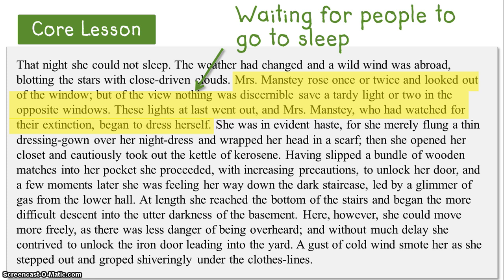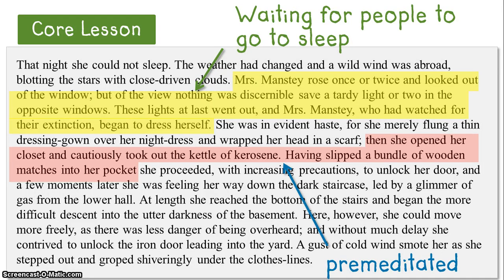The next part that stands out reads, "Then she opened her closet and cautiously took out the kettle of kerosene, having slipped a bundle of wooden matches into her pocket." The act of taking the kerosene and matches makes this premeditated. She knows what she's doing. Again, this is a crazy solution to solving her problem.